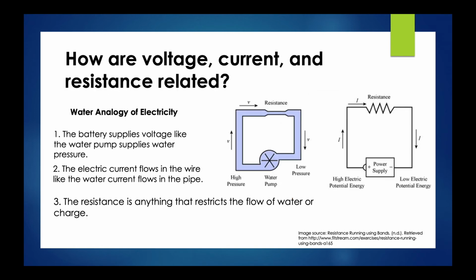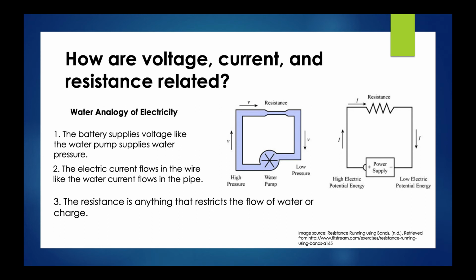Now, how are voltage, current, and resistance related? Well, we can use the water analogy of electricity. Analogy simply means we compare one thing to another. So we can compare electricity to water moving through a system of a water pump and pipes. So how are they alike? Well, the battery supplies voltage just like the water pump supplies water pressure. Also, the electric current flows inside of the wire just like water flows inside of the pipe. And resistance is anything that restricts the flow of water or restricts the flow of charge.